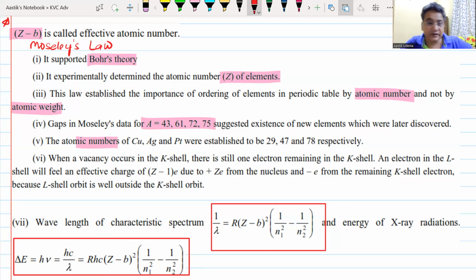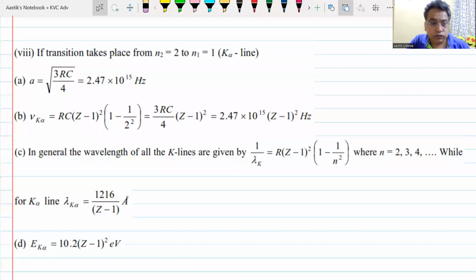Yes. I'll give you 2 minutes to note this. Then you can find out the value of A. Remember that A? You can find out the value of A if the transition is from n is equal to 2 to n is equal to 1, the value of A will be root over 3c by 4. Do we understand this? Yes.